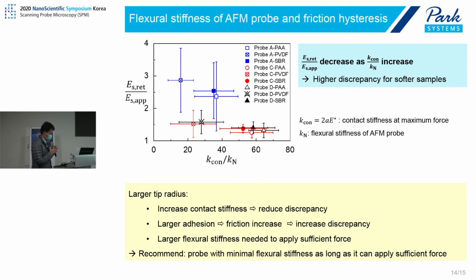And also, based on this result, we can minimize the effect of friction by increasing the tip radius. However, with increasing tip radius, the adhesion between the tip and sample can readily increase and further cause an increase in the friction. And also, with a larger tip radius, we should use a larger flexural stiffness tip to apply sufficient force for measurable indentation depth. Therefore, in summary, a probe with minimal flexural stiffness is recommended as long as it can apply sufficient force.